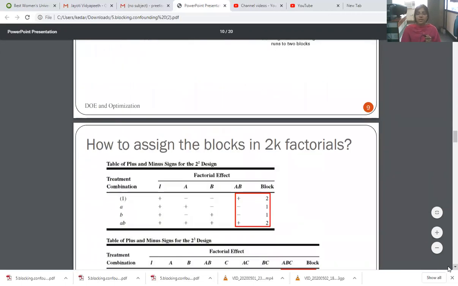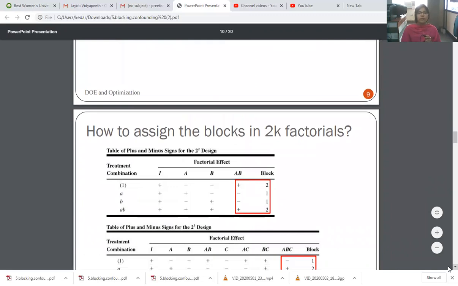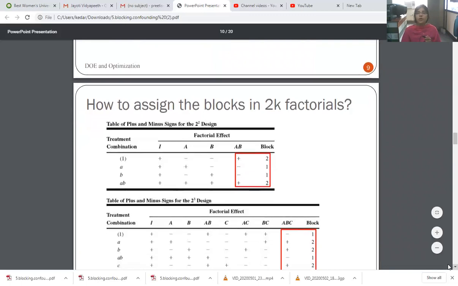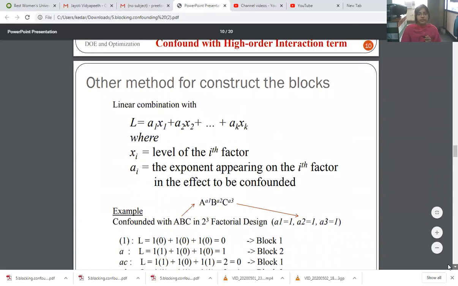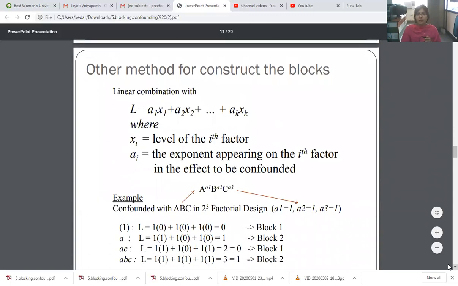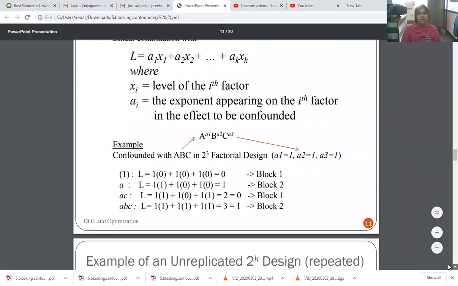How to assign the blocks in a 2^k factorial. Table of plus and minus signs for the 2^2 design treatment combinations. First A and B: A is minus plus minus plus, and B is minus minus plus plus. Together they give the AB block: plus minus minus plus. This is an example of another method of constructing blocking and confounding.